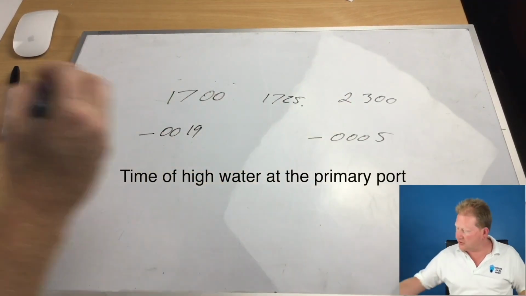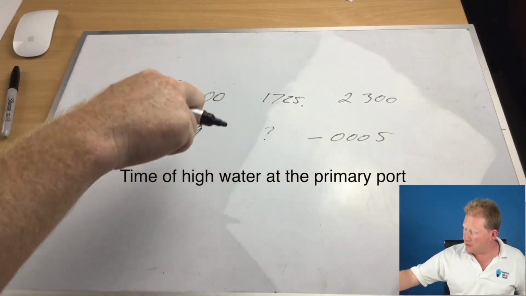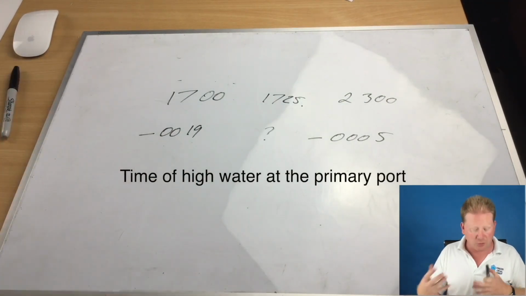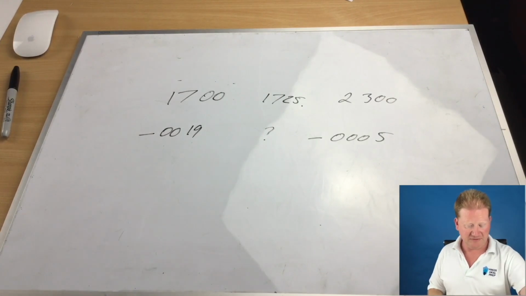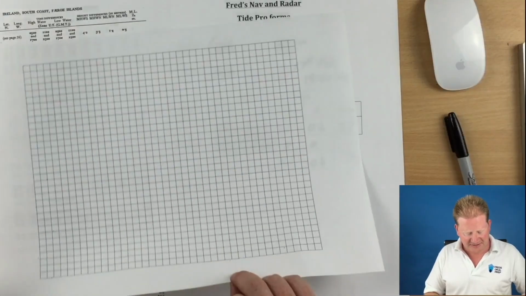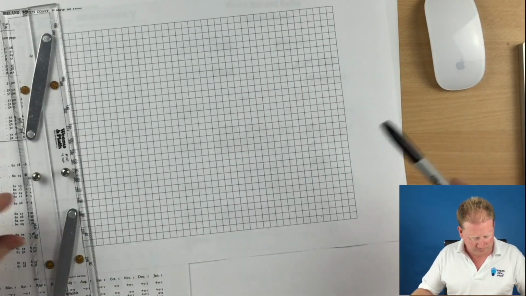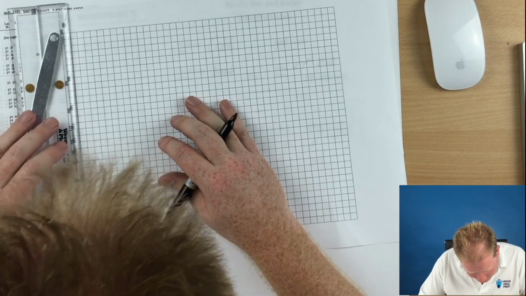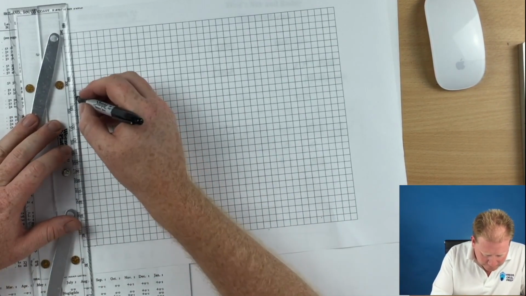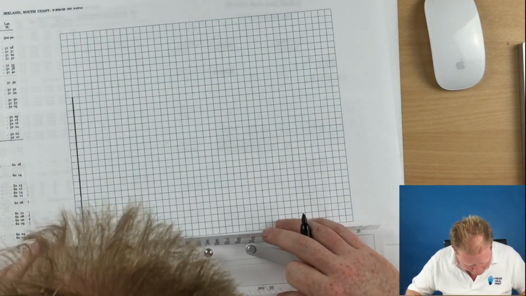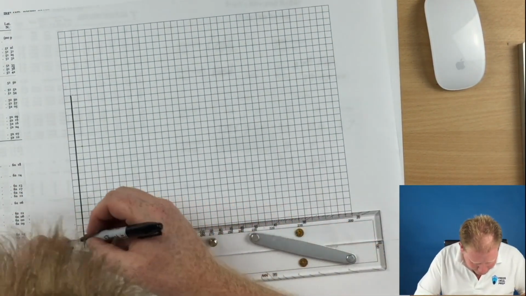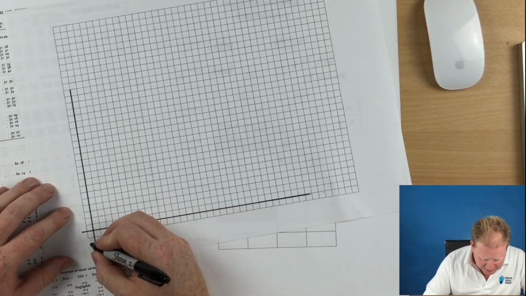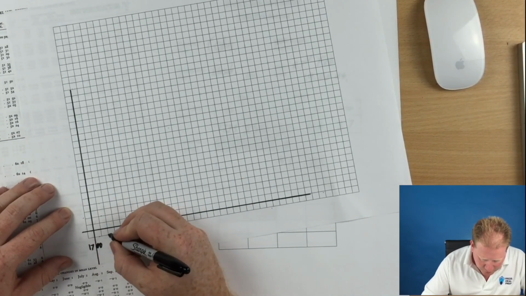So it's exactly the same concept of at 5 o'clock we had £19, at 11 o'clock we had £5. How much money did we have, or what's the difference, or what's the rate change at 1725? So we'll do it exactly the same way. We'll call this 1700.